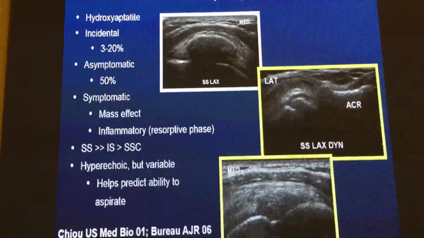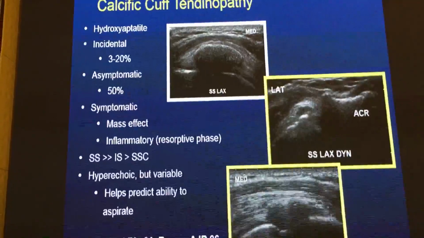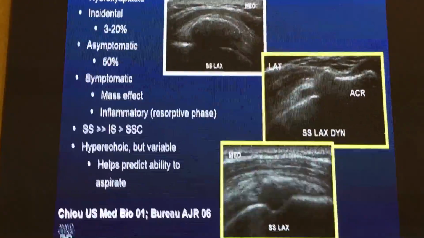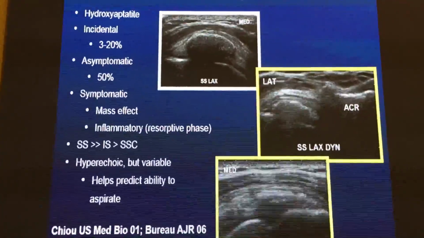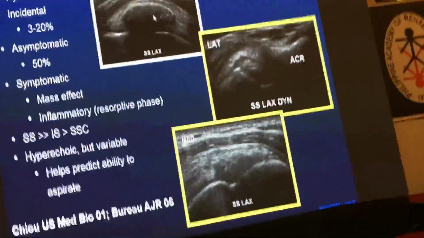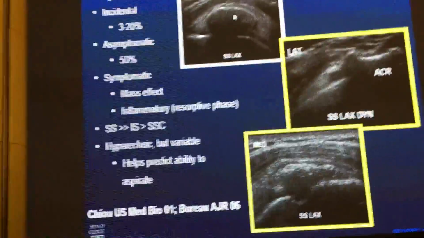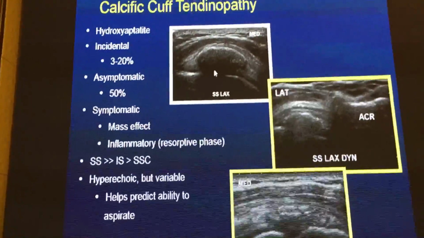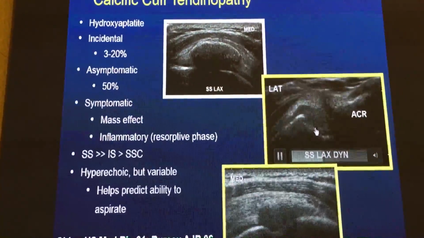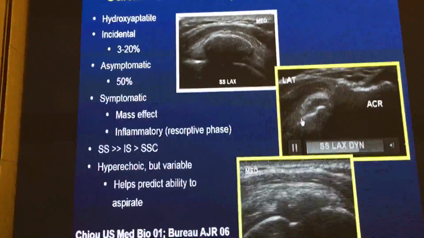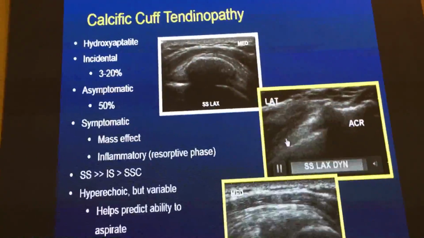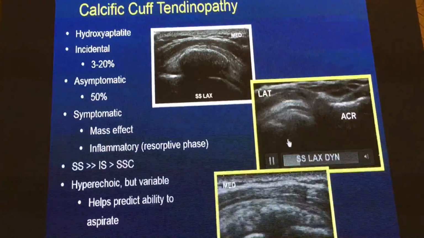As with any calcification, it's going to be hyperechoic. But that hyperechogenicity is variable. Sometimes it's like this, where you see the hyperechogenicity and you have posterior acoustic shadowing. So this has so much calcium that the sound waves can't get through it. This one also has enough calcium in it that the sound waves can't get through it. You'll see it in a second here when the video starts over. So you can see posterior acoustic shadowing.